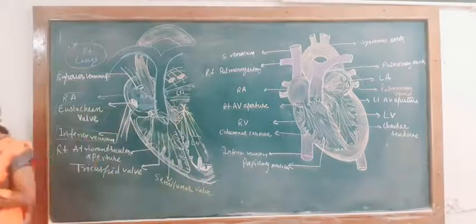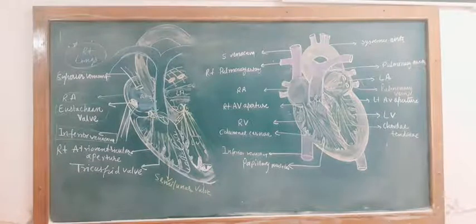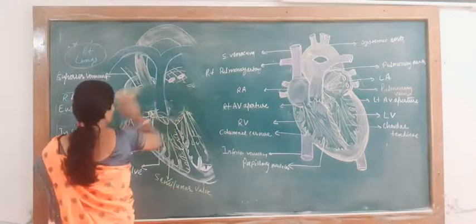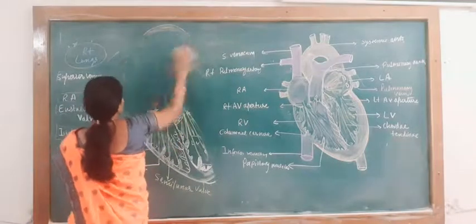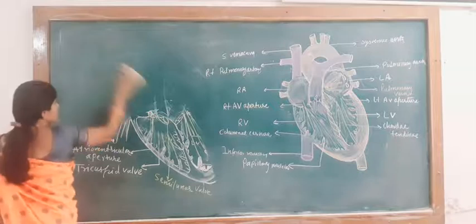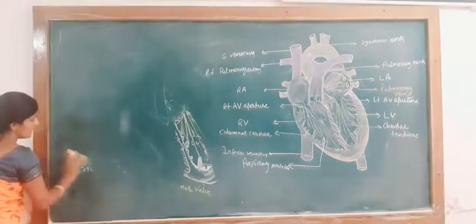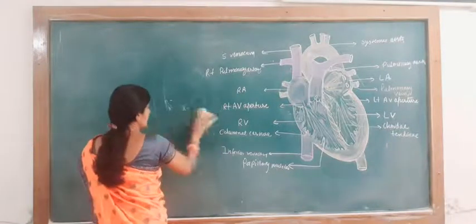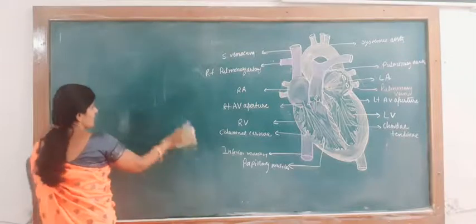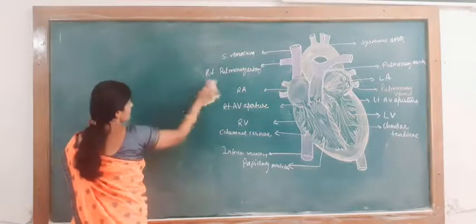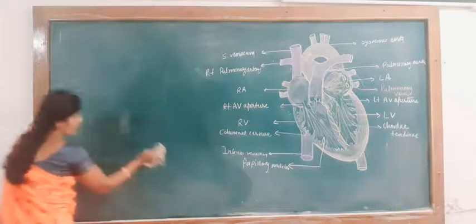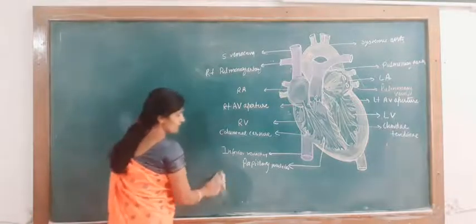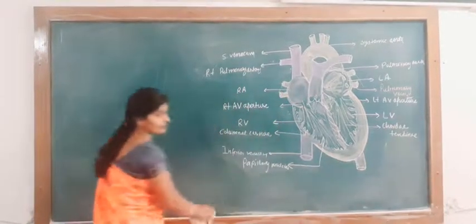Now we will see the pumping action of the heart. The heart is the pumping organ of the circulatory system, and this pumping takes place by the rhythmic action of the heart muscles. Heart muscles rhythmically contract and relax. One contraction and one relaxation makes one heartbeat.